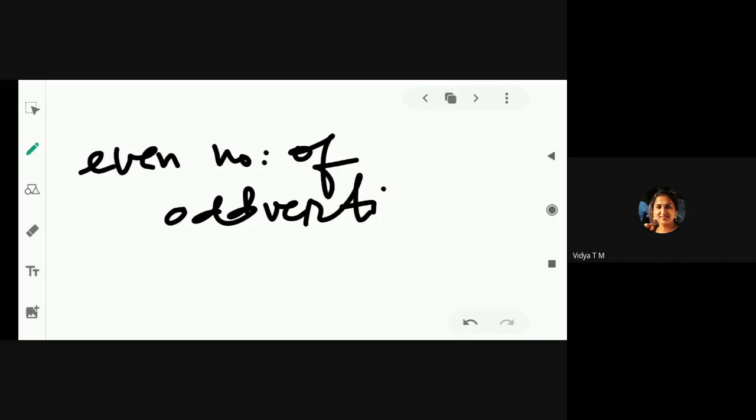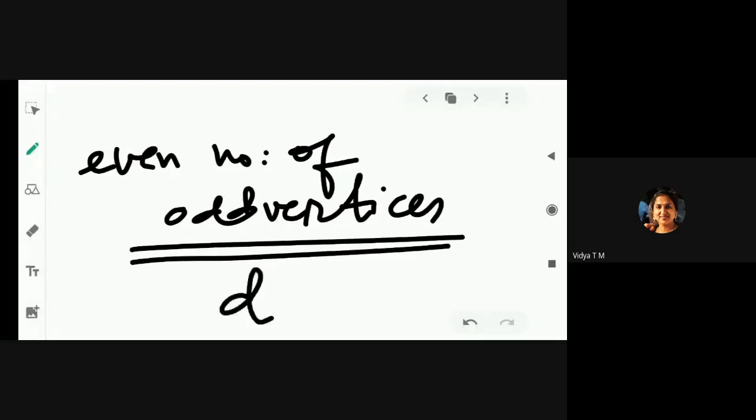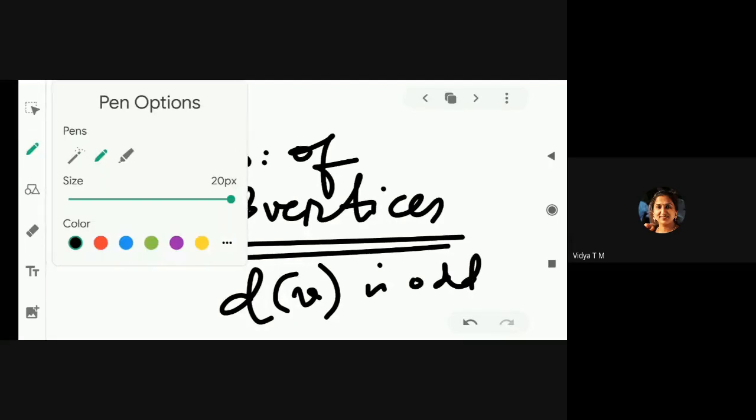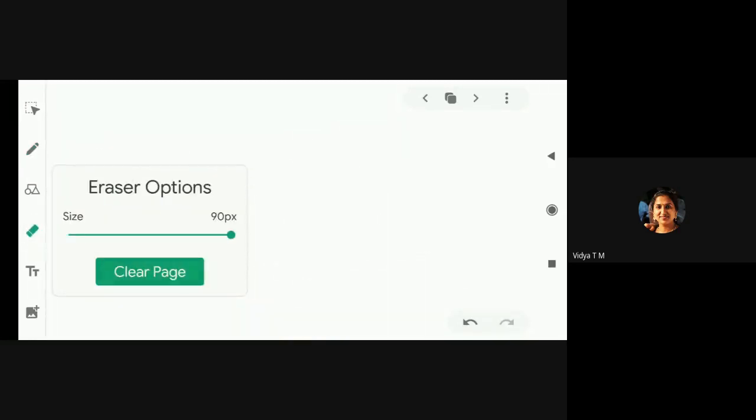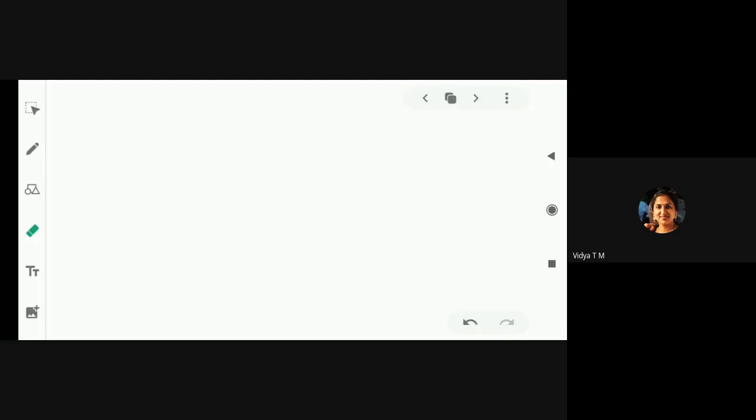How do you say that a vertex is odd? A vertex is odd if its degree is odd. If d(v) is odd, then v is called an odd vertex. So the result says that in any graph, you can find only an even number of odd vertices. You might have learned the proof. Anyhow, that is an important corollary of the first theorem of graph theory.